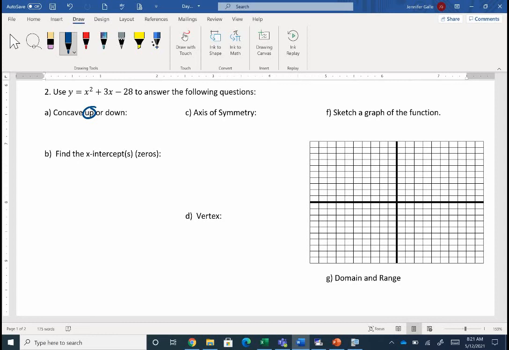And remember, when we talk about that, I should have drawn the pictures last time. It's not whether or not our graph moves up or down. I think some of us were confused on that last unit. It's how it looks. Is it opening up like a U shape or does it flip upside down?